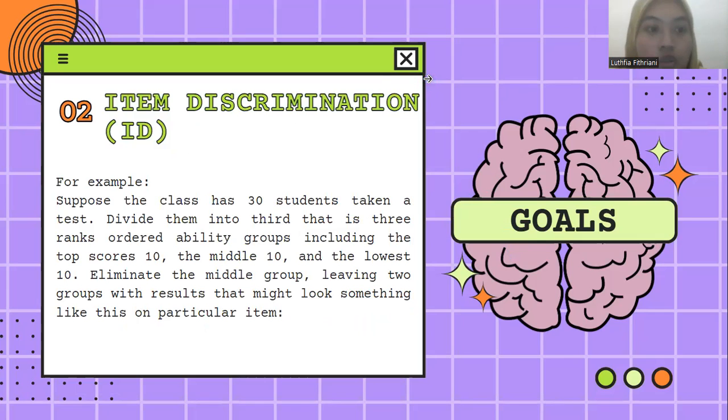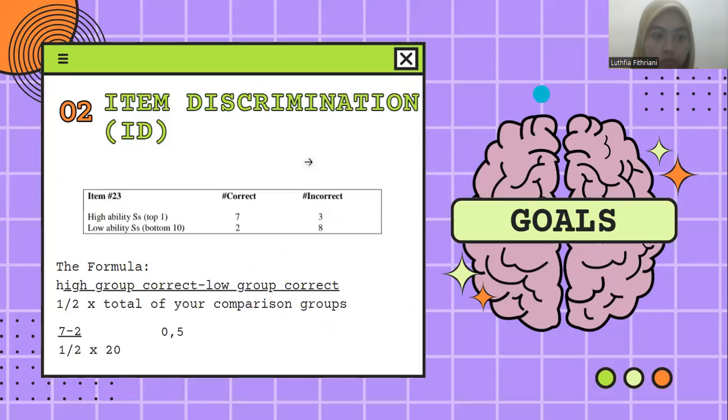The second is item discrimination. It is the extent to which an item differentiates between high and low ability test takers. An item that garners correct responses from most of the high ability group and incorrect responses from most of the low ability group has good discrimination power. For example, suppose a class of 20 students has taken a test. Divide them into thirds, that is, three ability groups, including the top 10, the middle 10, and the lowest 10. Eliminate the middle group, leaving two groups with a result that might look something like this on the particular item.